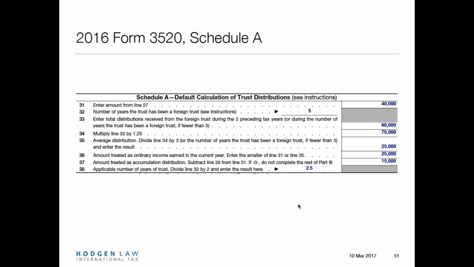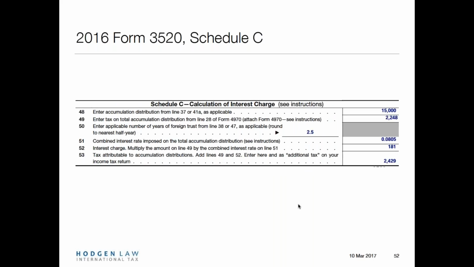So this works pretty cleanly. Once you've got a trust that's been in existence for a while, the default method is going to work just fine. We go down, we've got this $15,000 accumulation distribution, and we go down to Schedule C, and we say, all right, how is this Schedule C, $15,000, going to be taxed? And on line 49, we have $2,248 of accumulation distribution tax.